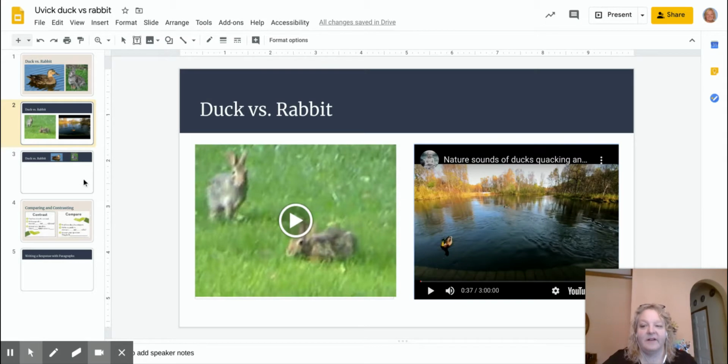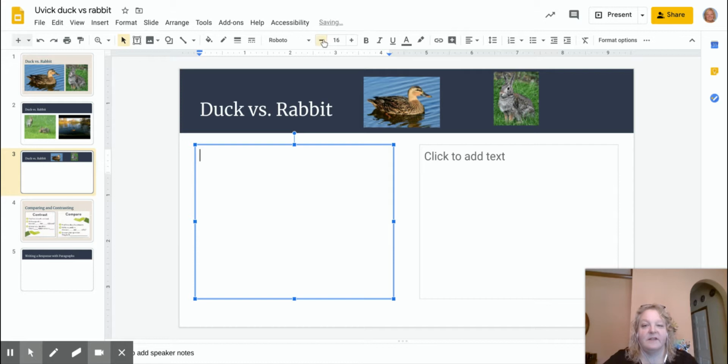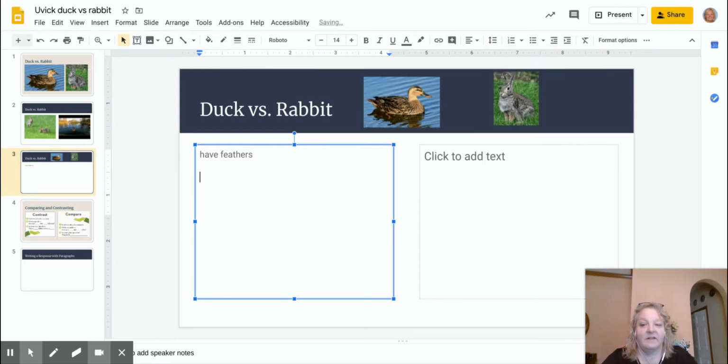All right, let's stop there and let's write down some of the things we know about ducks. What's one thing we know about ducks? They have feathers. What else do we know about ducks? Ducks swim. Absolutely. They have webbed feet. Couldn't really see that, but we know that they have the webbing. We know that from Lewis.